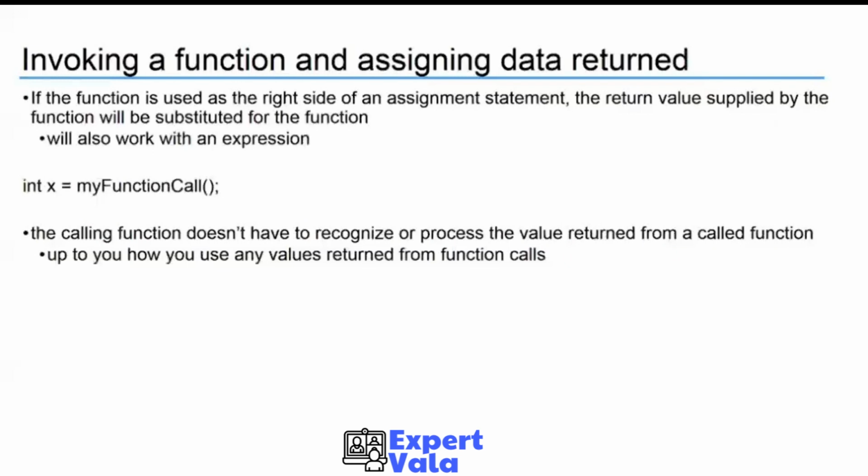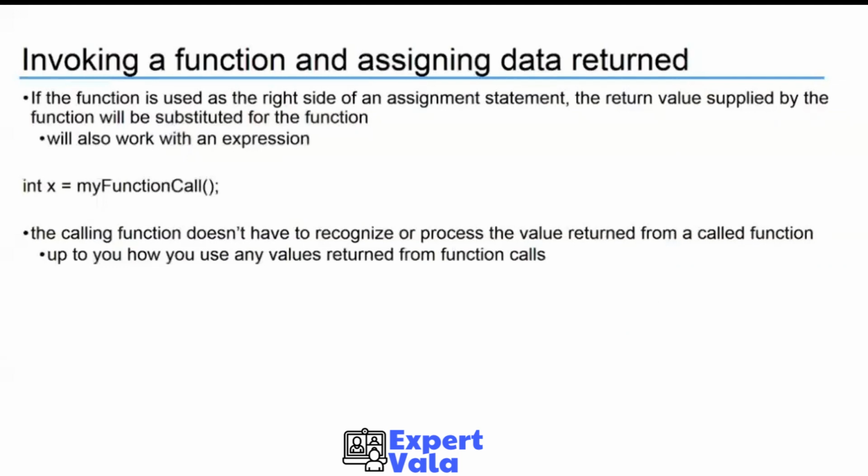The calling function does not have to recognize or process the value returned from a called function. You don't need to have that assignment there. If a function is returning data and you don't care about that data, you don't have to use the equals at all, you can just invoke the function. It would not really make sense, because if it is returning data, it means that you probably need to look at it, but you don't have to do it. The compiler is not going to complain if you just invoke a function and don't handle the data. It's up to you how you want to use the data that's returned from function calls.